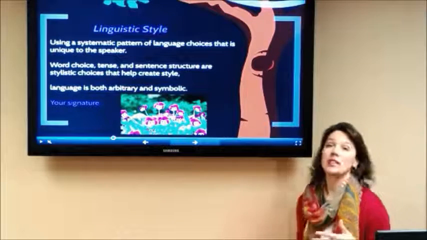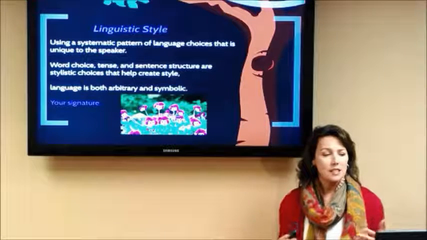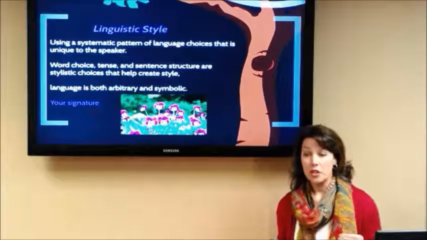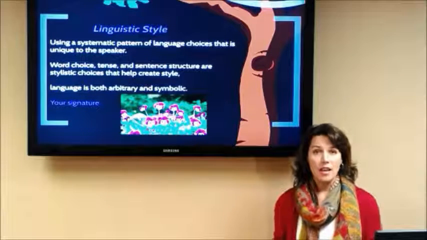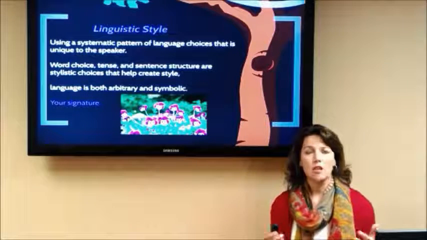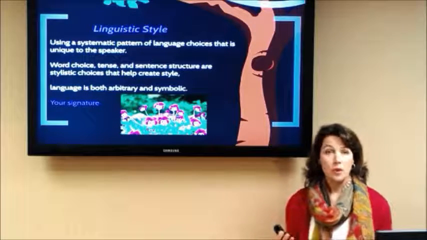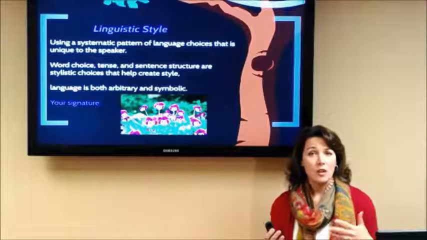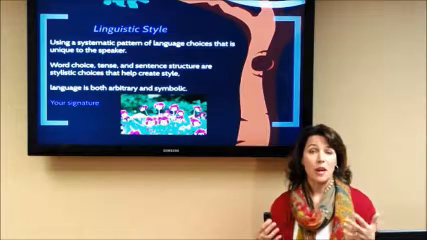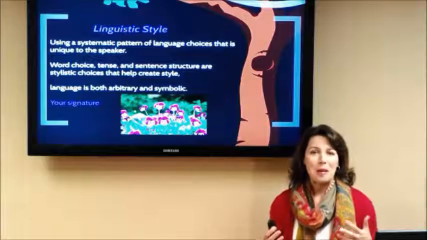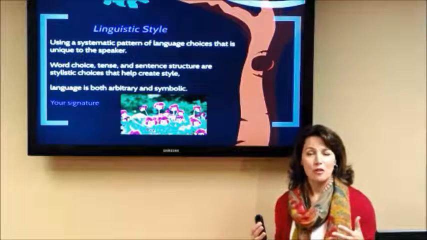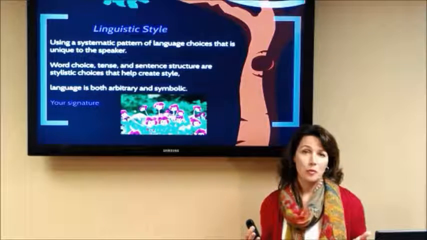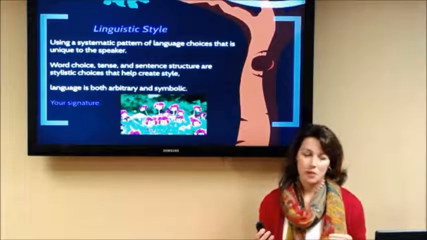Let's understand linguistic style to be the systematic pattern of language choices. And those choices of language can be unique to you as a speaker. In other words, they can show your personality, your background, based on the word choice that you use. Now, there are some things that we do have to make sure that we'll go into later, that we're following formal grammar and pronunciation and enunciation, but we do want to allow you the freedom to choose the words that are kind of indicative of your own personality, and that's called your signature.